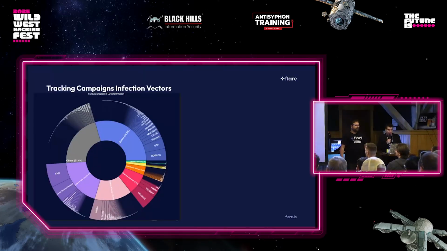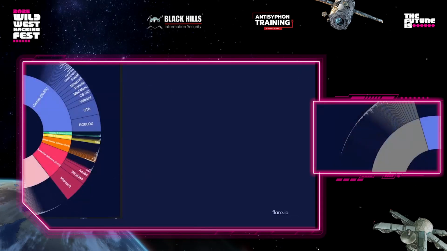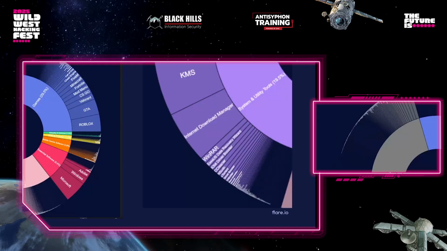All right. We tracked campaign infection vectors. This is more recent work that we did in September. We analyzed over 50,000 screenshots using LLMs. And this is small, let me zoom in. We can see the big vectors are system utilities. Gaming is more than a third of the infections. We also see essential software, which would be like Windows, Office, and stuff like that.